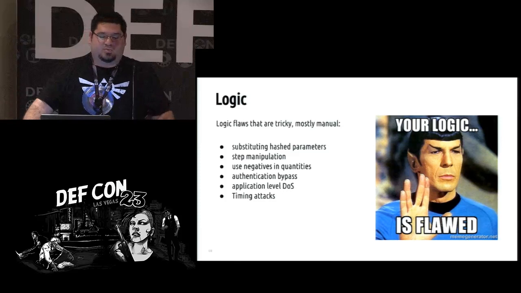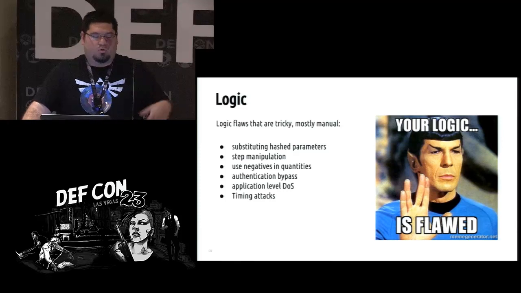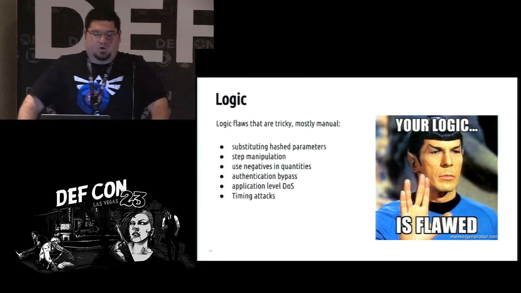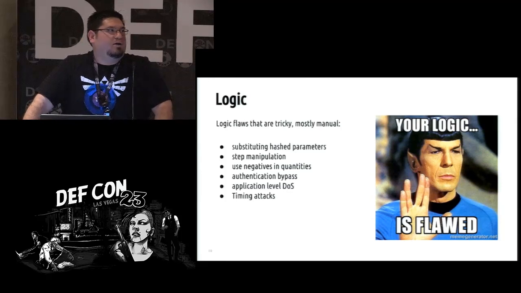Like there's multiple steps: order or put things in cart, order, check out, pay, ship. And so you just skip everything, or you put everything in your cart and then you just ship, because you have the whole process in Burp, and so you just skip a process. Using negatives in quantity values.